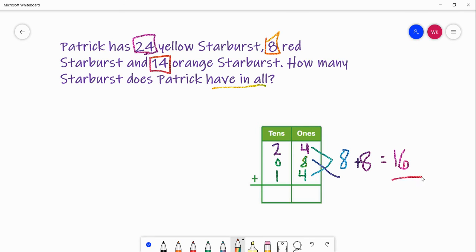So I'm going to go ahead and drop that 6 in our ones place. But we have a 1 in the tens place. So remember, we need to add that to our tens place. So I have plus 1. So now we have 1 plus 2 equals 3. 3 plus 0 equals 3. 3 plus 1 equals 4. So Patrick has 46 starbursts in all, adding them all together.